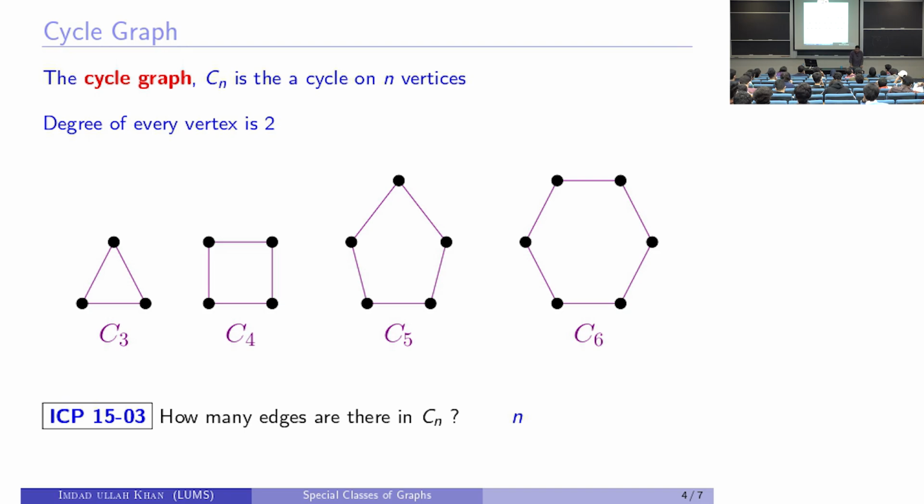3, right? A cycle on 6 vertices, we have 6 edges, right? So that makes sense. The number of vertices in a cycle graph Cn is n.